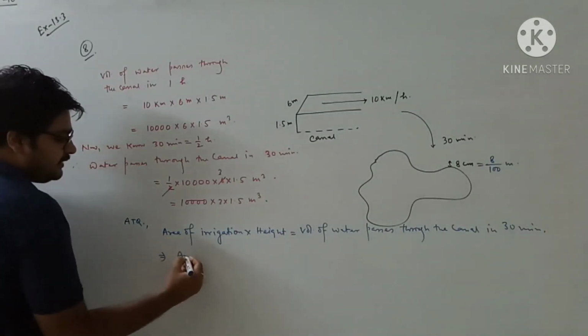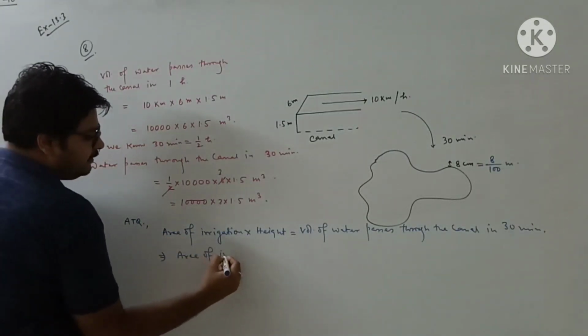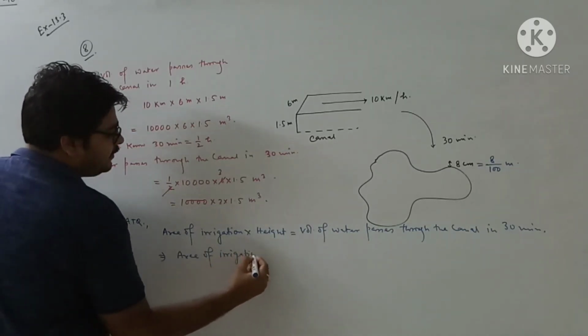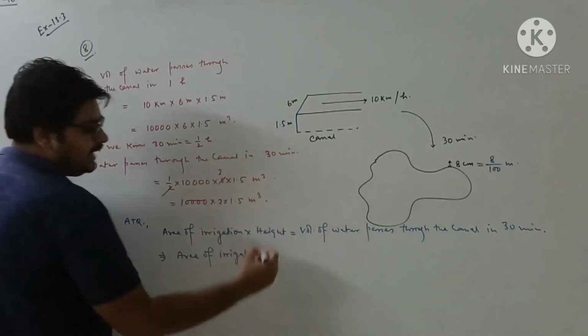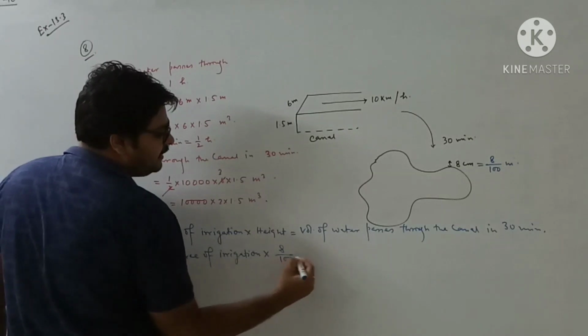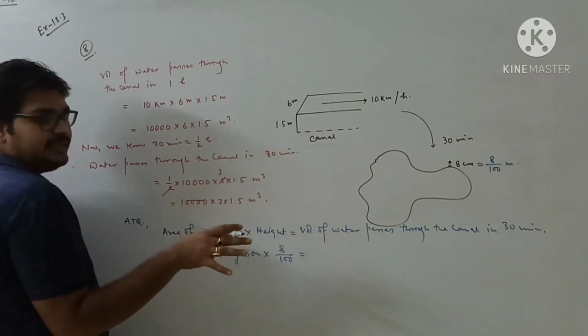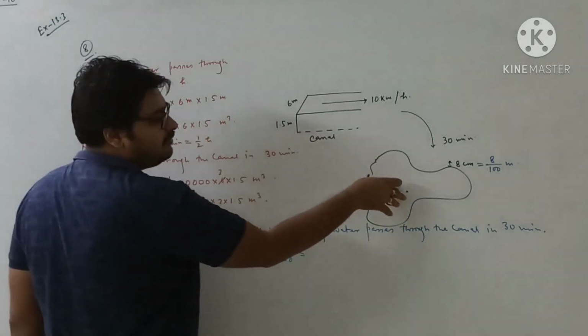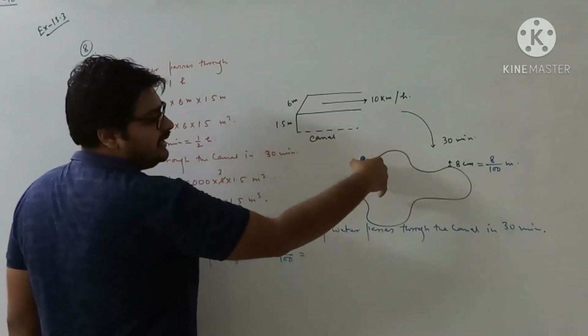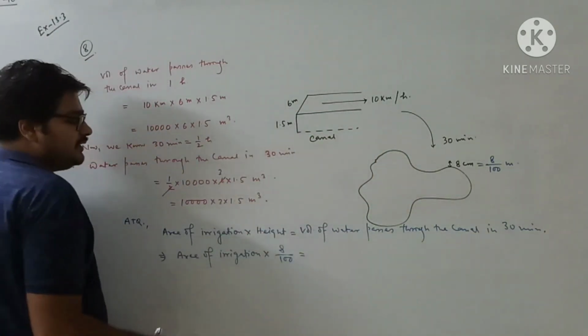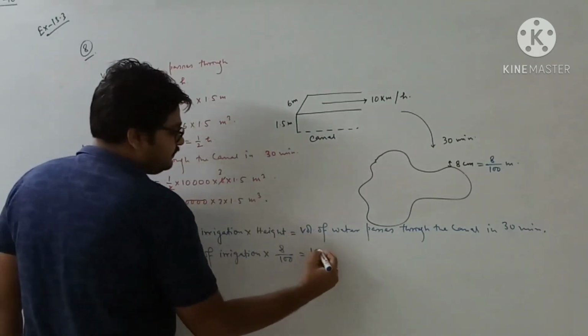Area of irrigation is the one you have to find out. Height is how much? 8 by 100. Why have I changed to meter? Because this one is meter cube. So this is the volume of water passed through the canal in 30 minutes, which came on the ground to cover this area with a height of 8 centimeter. So this will be equal to this.